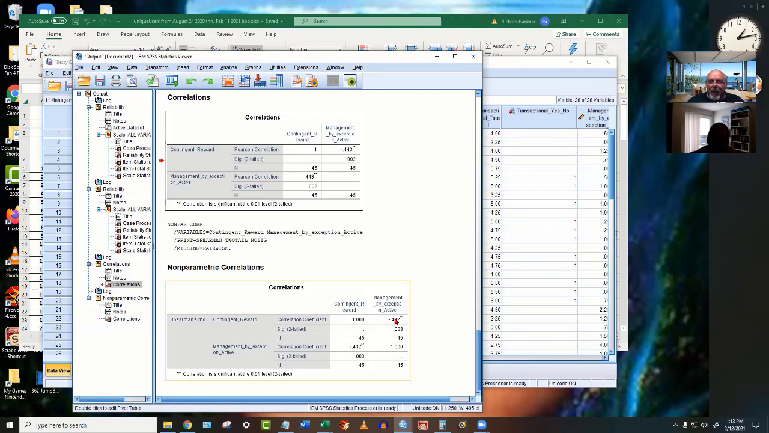Yeah, but the relationship between them is a negative correlation. So in other words, what this is saying is when contingent reward goes up, management by exception goes down and vice versa. Okay, the scoring guide doesn't really communicate that. Maybe we should have reverse coded something. Well, it doesn't tell you to do that though. So if it doesn't tell you to reverse code, don't reverse code. It just says that those two determine if somebody is more transactional. It doesn't say anything about inverse relationships or anything.